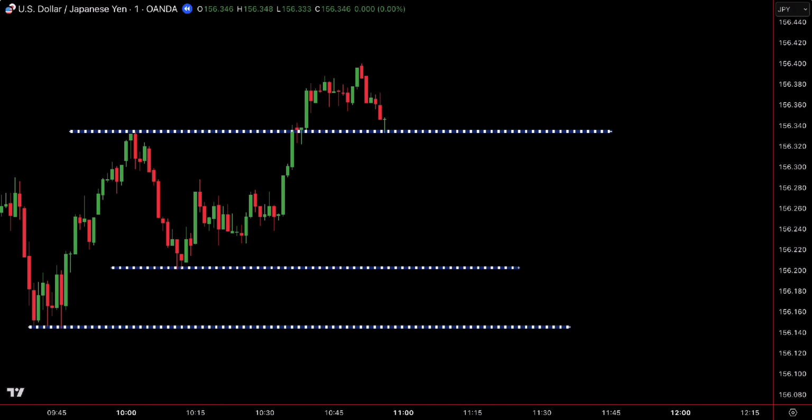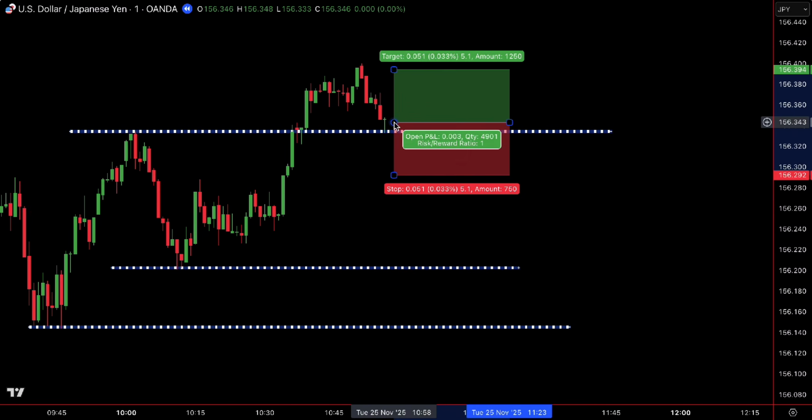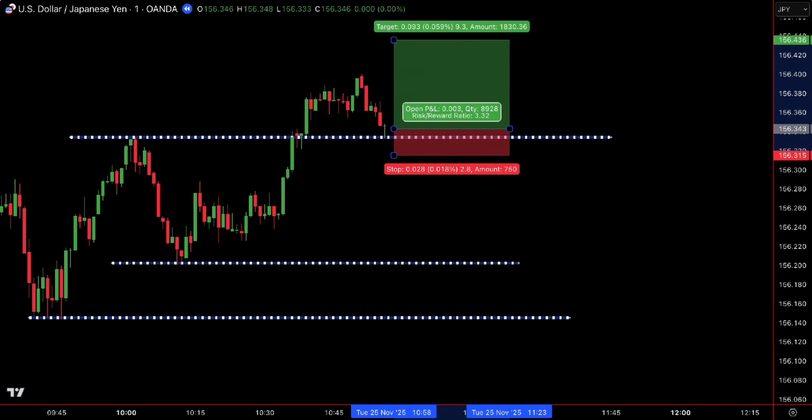Let's go back to the 1 minute to take the trade. We enter at the close of the bullish doji, place our stop loss below the support level, and aim for at least a 2-to-1 reward to risk ratio.